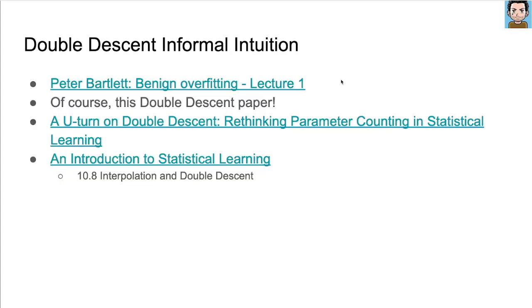I believe the intuition behind double descent is important to discuss. I'm not going to simply share what the paper claims. I'm going to bring different perspectives from different sources and try to align these together.